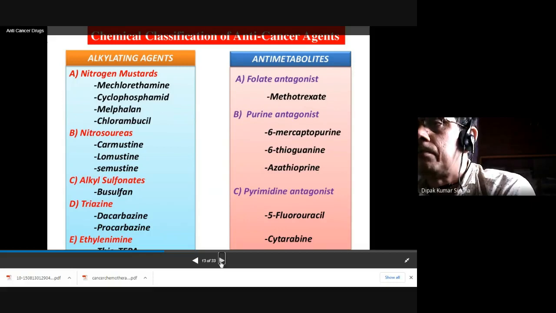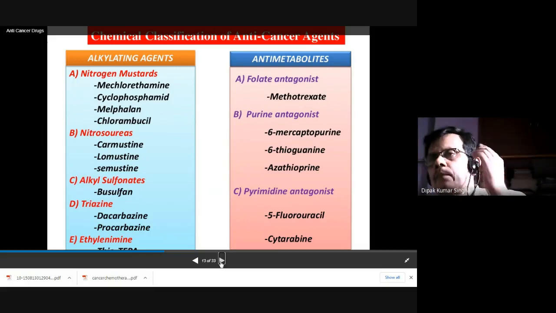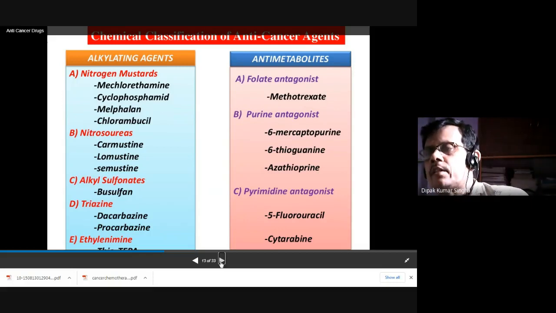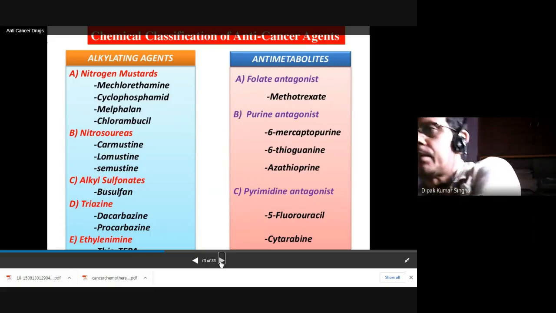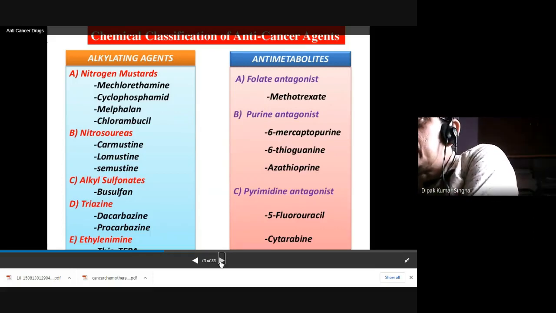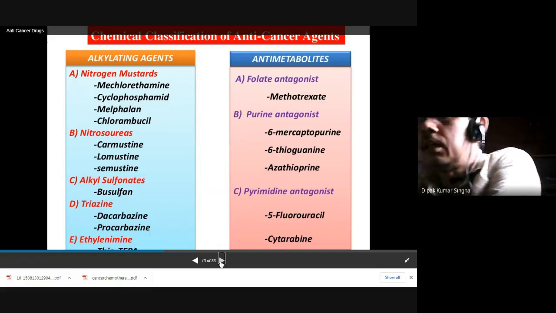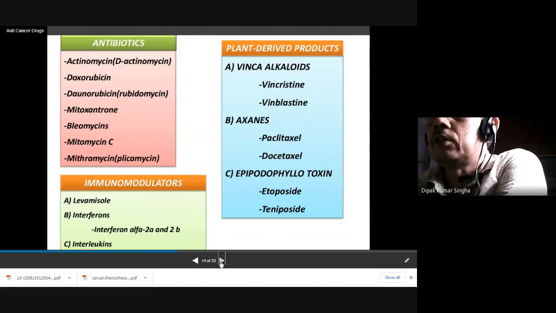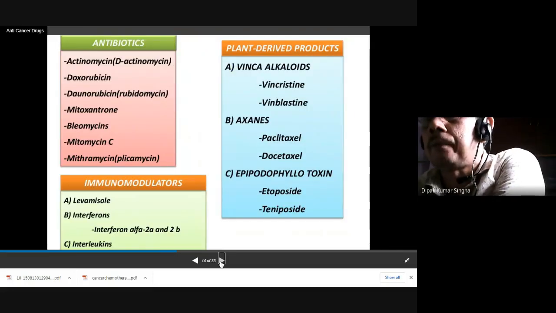These are very useful drugs. The folate antagonist methotrexate is also used as an immunosuppressant. The purine antagonists, 6-mercaptopurine and 6-thioguanine, and the pyrimidine antagonists, 5-fluorouracil and cytarabine. These are the classes of drugs which are already available in your pharmacology book also.